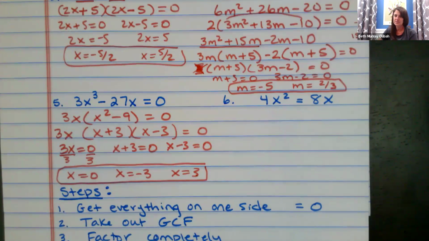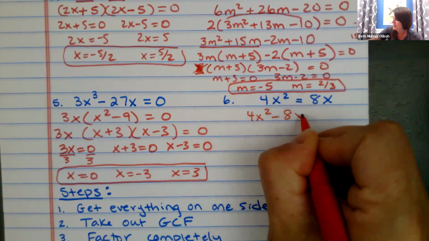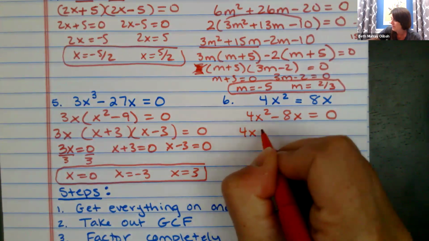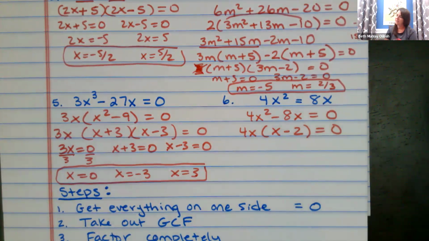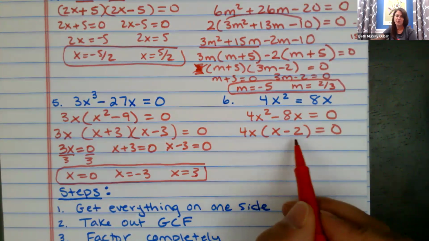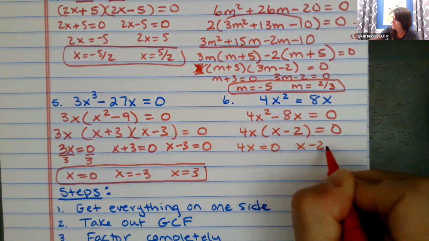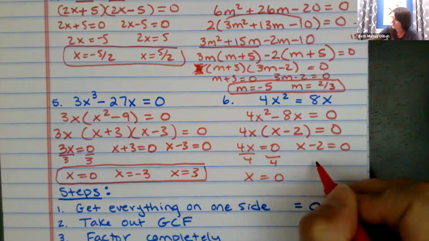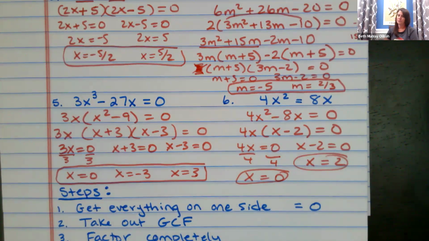And finally, number 6, not ready to start. So let me subtract that 8x over, so I have my 0. Now take out any common factor. And then in this case, after taking out the greatest common factor, which was 4x, I can't do anything else. So I'm done factoring. So I'm going to set these 2 factors equal to 0 and solve. So x equals 0 and x equals 2.